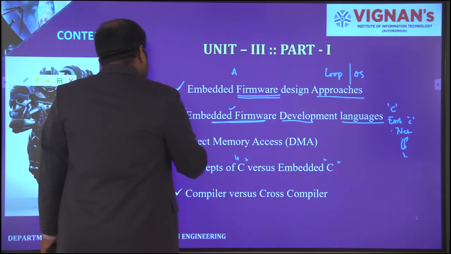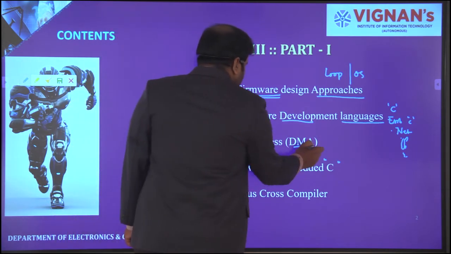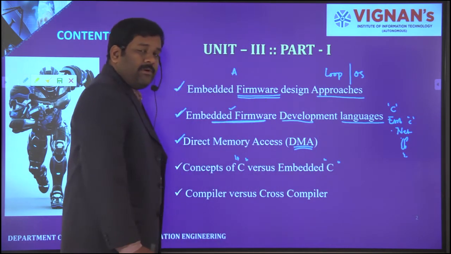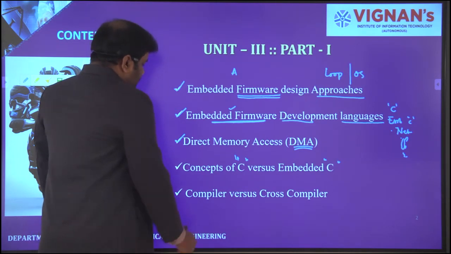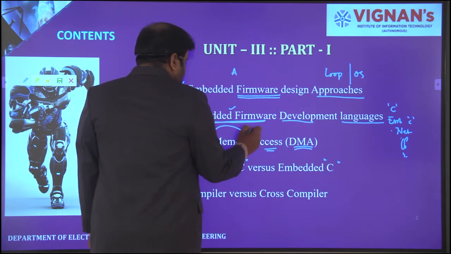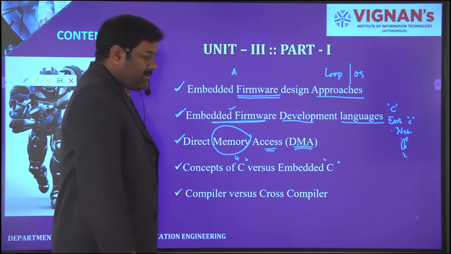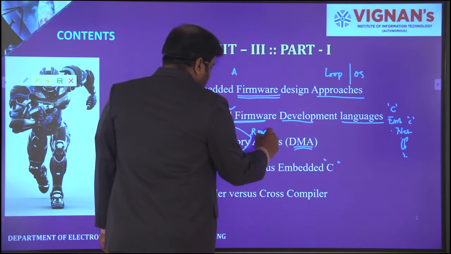Next one is direct memory access, DMA. As you already learned about DMA in microprocessors and microcontrollers, it is how you are accessing memory directly without having any subroutines. Memory is nothing but it may be ROM or RAM, right?